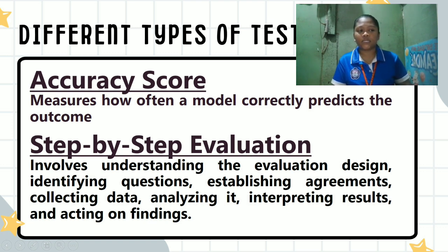To get the accuracy score, simply divide the correct answers by the total number of questions and multiply by 100. In the given example, the total number of questions is 15 items. The student's correct answers are 12. So, 12 divided by 15, times 100. That is how you get the accuracy score.